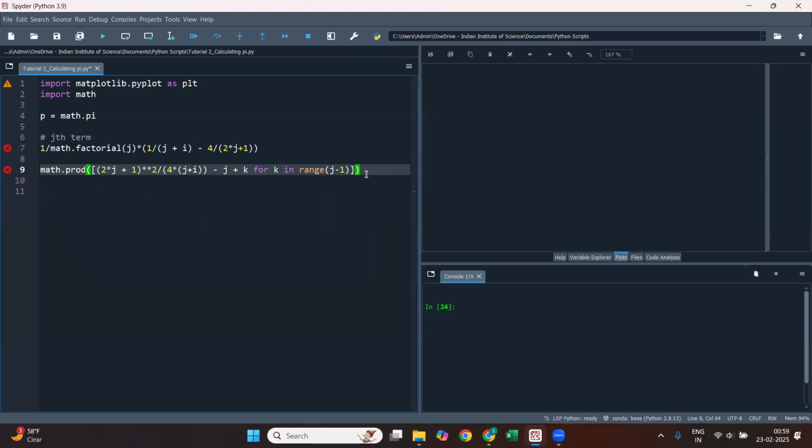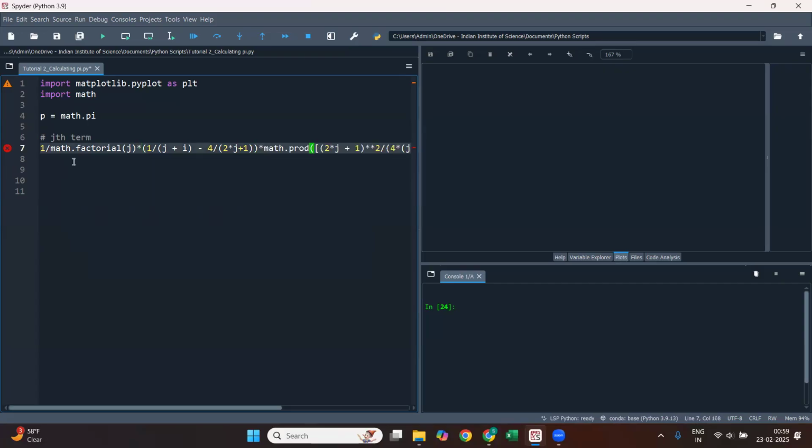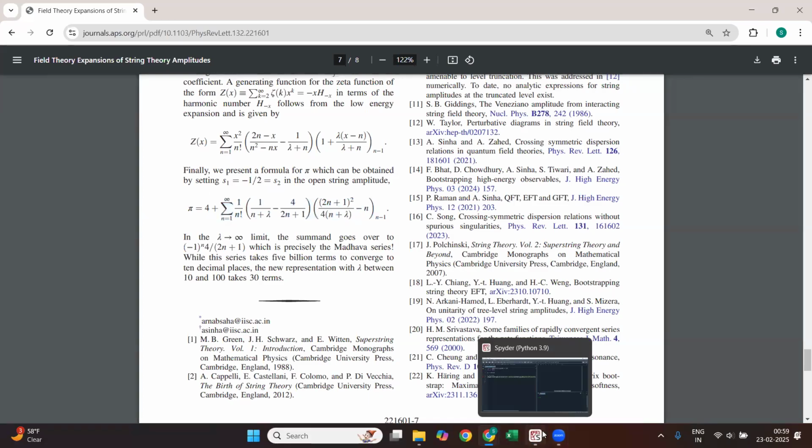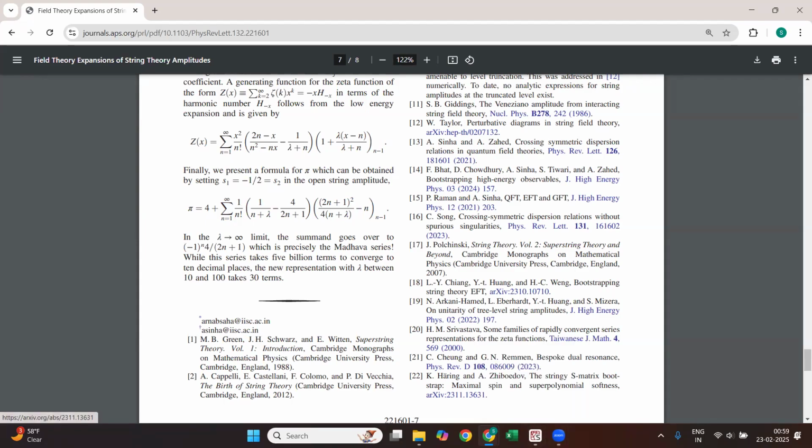So the application of list comprehension over here. After that, this entire product has to be multiplied to this thing. So we've multiplied it, and now we've got everything. This computes the jth term of this entire summation, right? And after that, we have to sum it from n equal to 1 to, we are going to sum it for 30 terms. So let's see what happens.